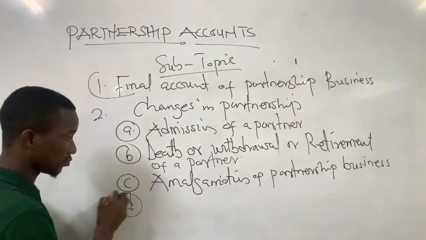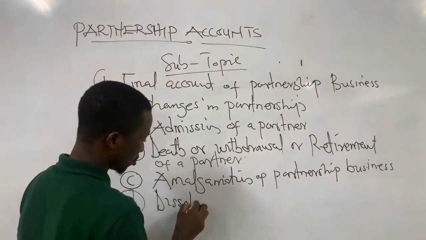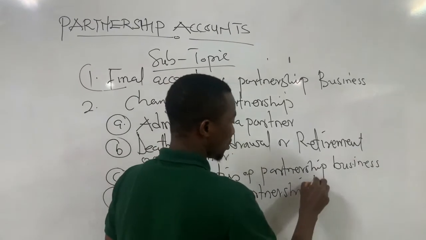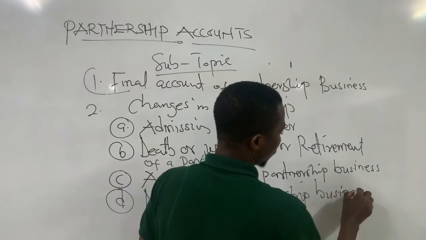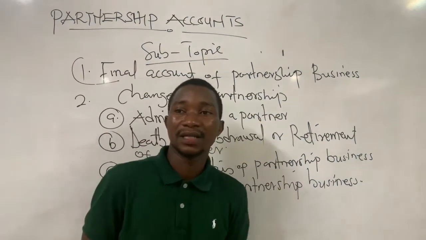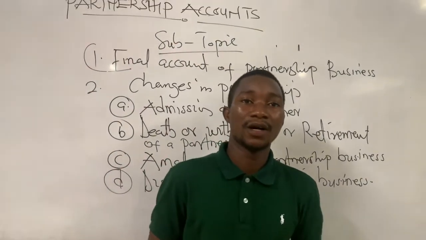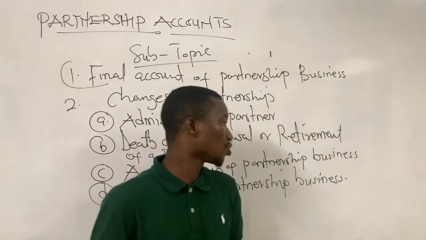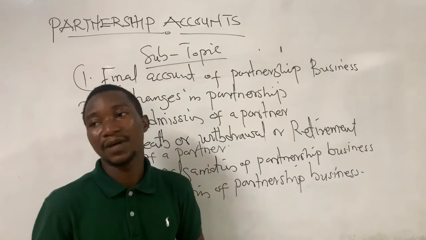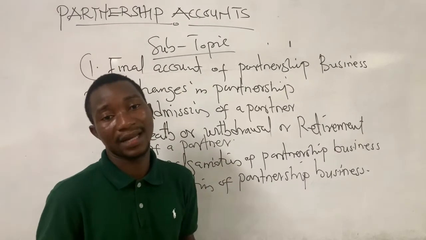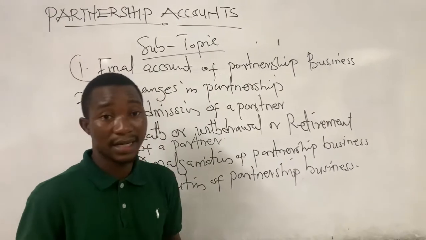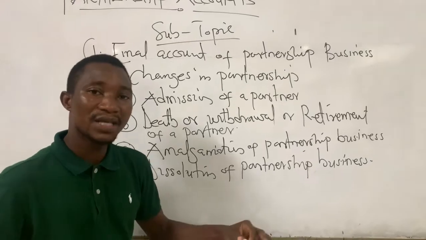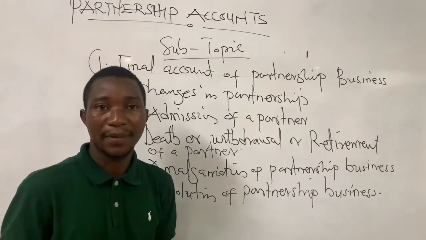And D will be the dissolution of partnership business. With the dissolution of partnership business, that is where the partnership business ceases from operating. They want to bring the partnership business to an end. So when we want to bring the partnership business to an end, we have accounting treatment for dissolution of partnership business, and we are going to look at it separately as far as our lecturing is concerned. With dissolution, we are closing the business and ending the going concern of the partnership business.